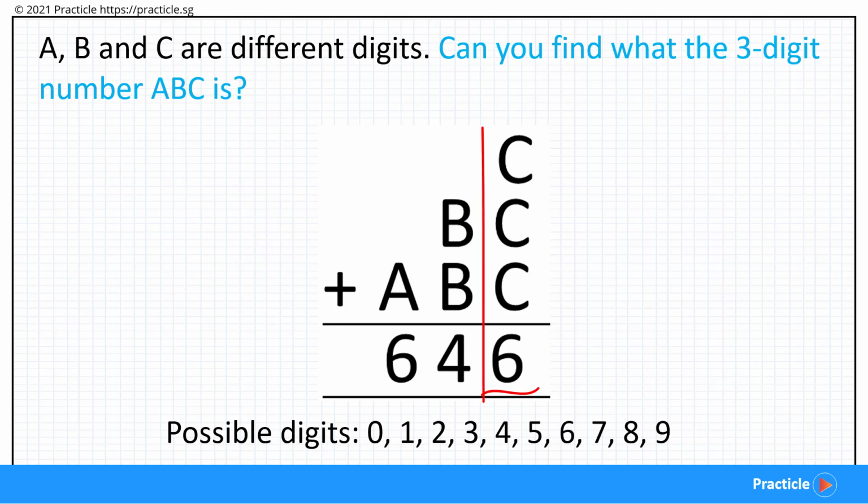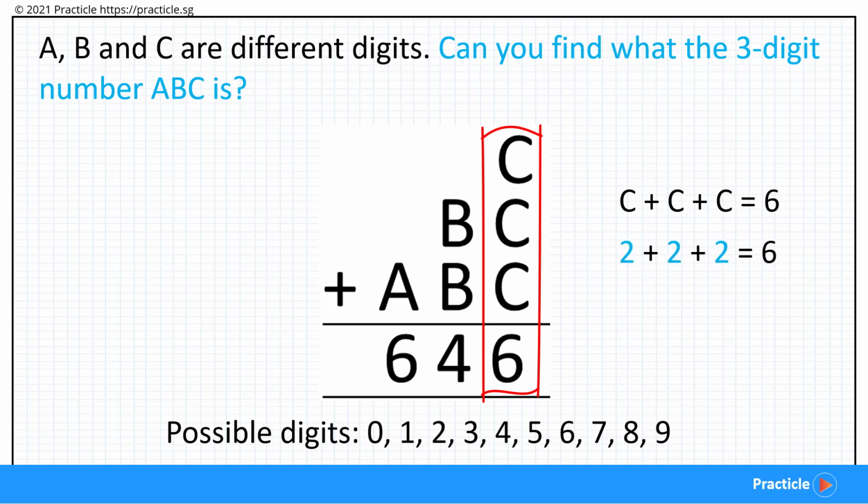Okay? C plus C plus C equals 6. Do you know what number plus what number plus what number equals 6? Since we know that the value of C must be the same, we can divide 6 by 3 to find out, right? What do you get when you divide 6 by 3? Do you get 2? And that's going to be our first guess.